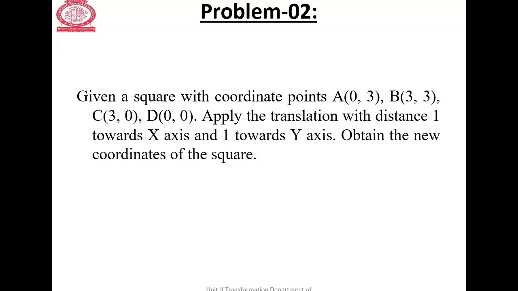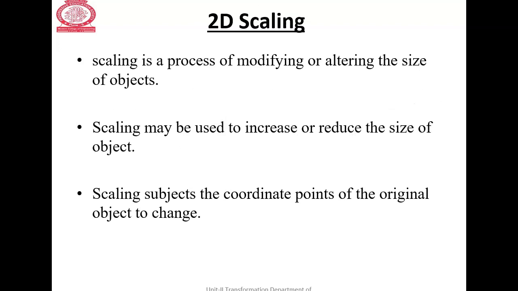So now you can easily draw the translated square. This was nothing but translation. The second transformation is nothing but 2D scaling. Now, as the name suggests, scaling means it is a process of modifying or altering the size of an object. Not only increasing the size of the object, but you can also decrease the size of the object. So scaling may be used to increase or reduce the size of the object.